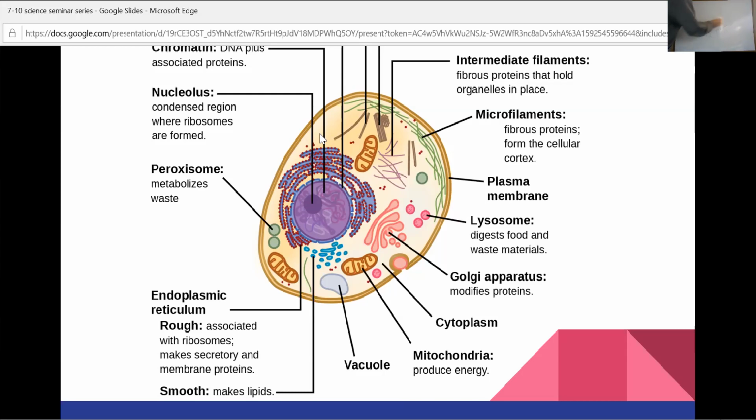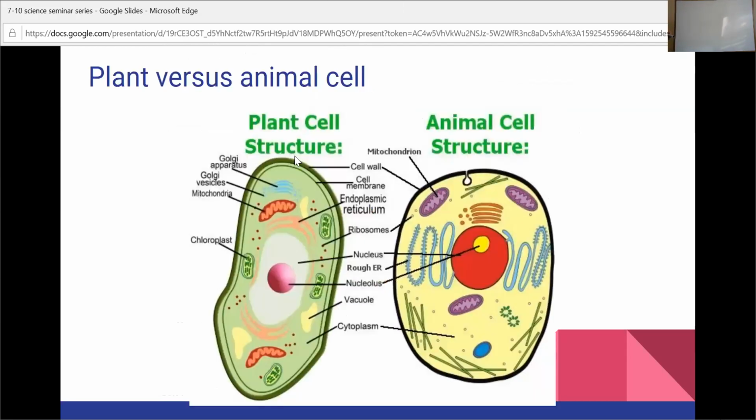So if we pick out the most important, we have plant versus animal. And this is the classic: what is the difference between a plant and animal cell? It's in the shape. Plant cells are typically drawn as squares.